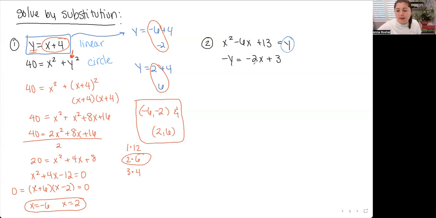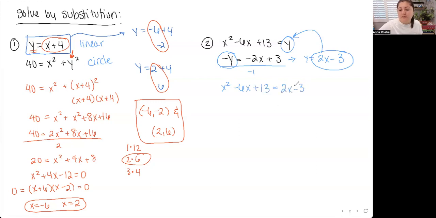So I know I have a y here, but I have a negative y here. So instead of leaving this negative y, I'm just going to divide or multiply the whole equation by -1 to give me y equals 2x minus 3. So now I can take this 2x minus 3 and put it in place of that y. So I'm going to end up with x squared minus 6x plus 13 equals 2x minus 3.